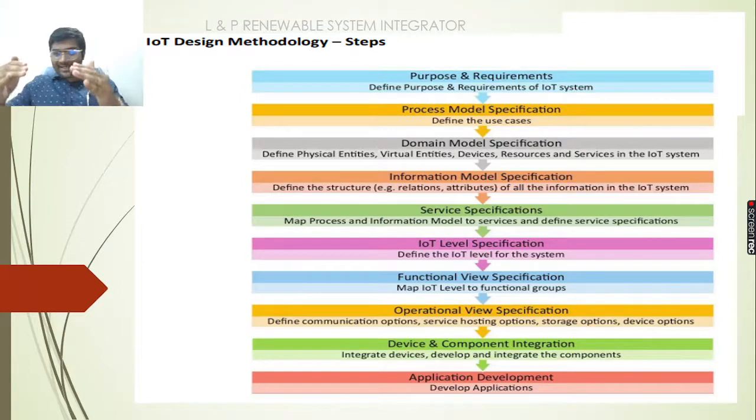The next step is the device and component integration, where we are developing and integrating the devices and components. The final important step is the application development, where we develop the application. So these are the most important design methodology steps that we need to follow when designing IoT.